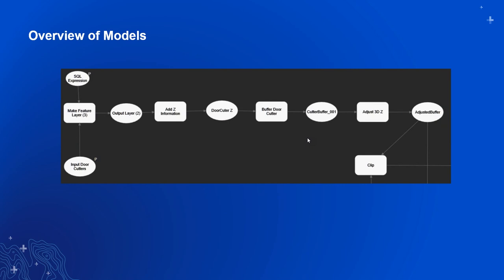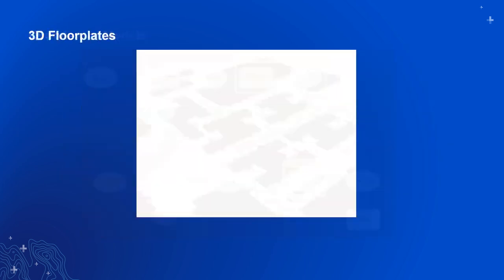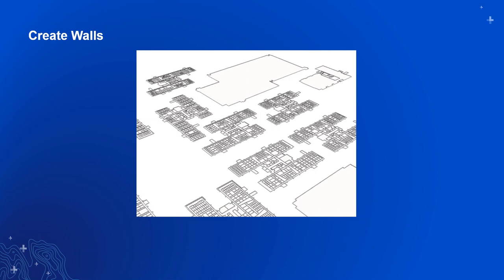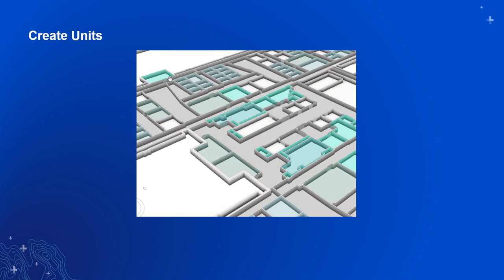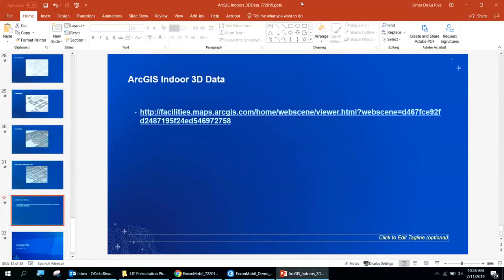Again, I don't have time to go into detail with this, but you're slicing, dicing, and adjusting Z values so that your 3D looks good. And you can go from floor plates and the actual walls themselves to what we think looks like some pretty spiffy looking units, in my opinion. How about some doors? Yes, we do have doors that you can put in there. It just makes it look a lot nicer.